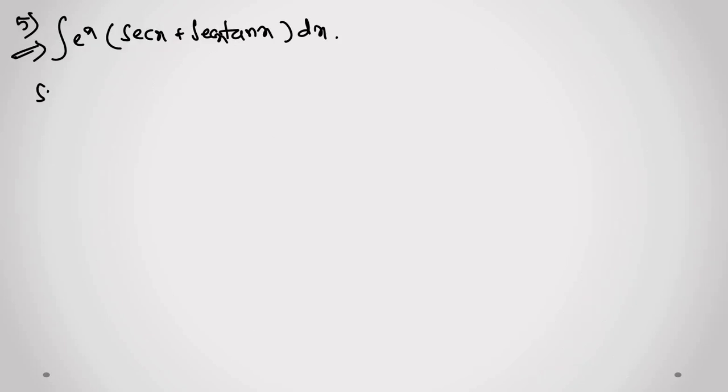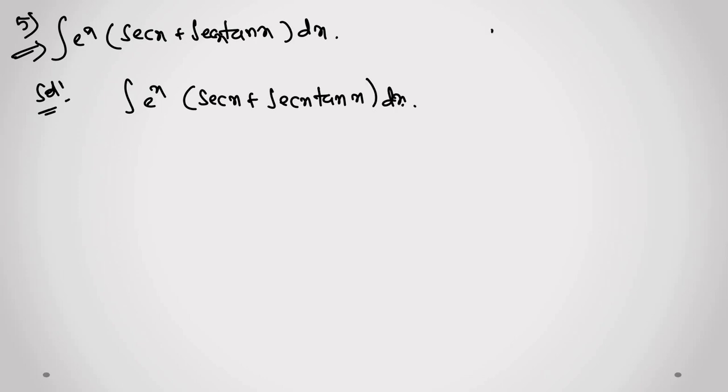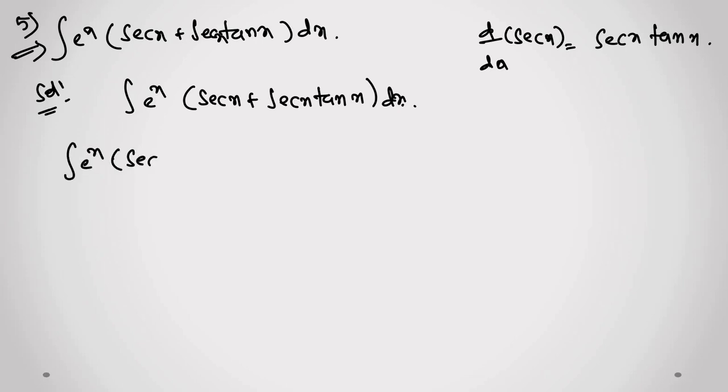Now the fifth question is given here. Solution: integral of e power x into (secant x plus secant x tan x) dx. Here d by dx of secant x is secant x tan x, so we use this formula. So the integral of e power x into (secant x plus secant x tan x) dx is equal to e power x into secant x, plus c.